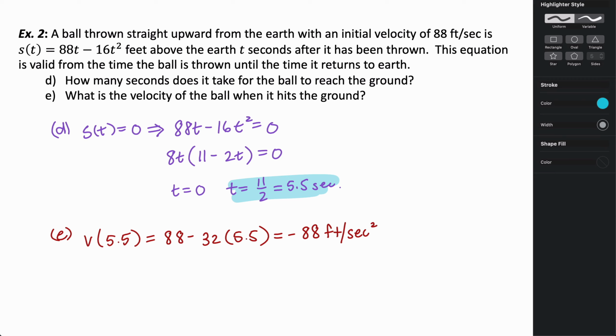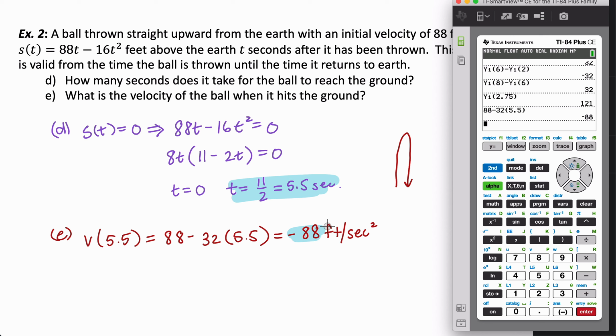Now, this makes sense. It should be negative because on the way back down, when it hits the ground, it's falling back down. And remember, when the ball travels down, that's a negative direction. So it should be a negative velocity there. So I want to show you really quickly one other way that we could have gotten this number.